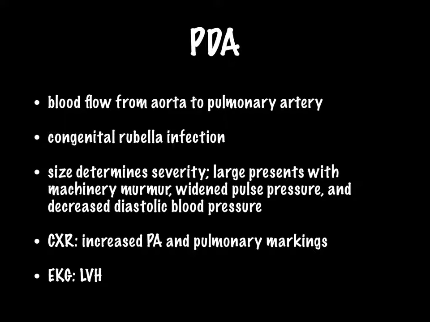Patent ductus arteriosus, basically the patent ductus arteriosus causes blood flow from the aorta to the pulmonary artery. An etiology is congenital rubella infection. Size determines severity. So a large one is going to present with a machinery murmur, widened pulse pressure, and a decreased diastolic blood pressure. The chest x-ray is going to show increased pulmonary artery and pulmonary markings. The EKG is going to show left ventricular hypertrophy.